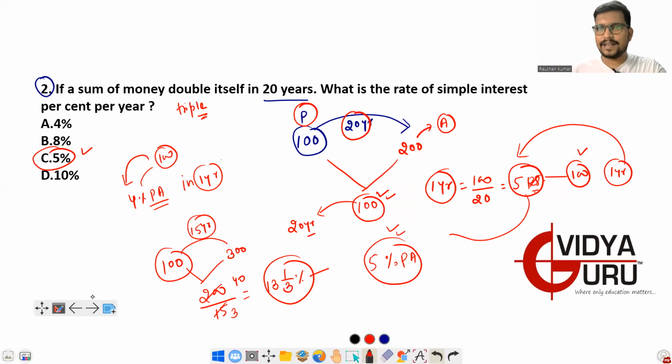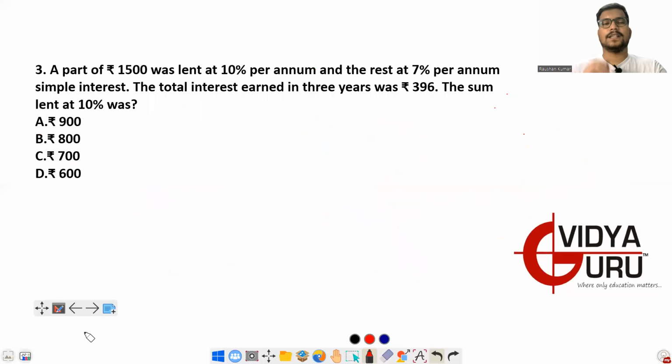Now we will see the next question as well. See, it is a little bit tricky part. We will solve this question with the help of the mixture and allegation concept. Let's try to understand the concept. This is a very important concept.